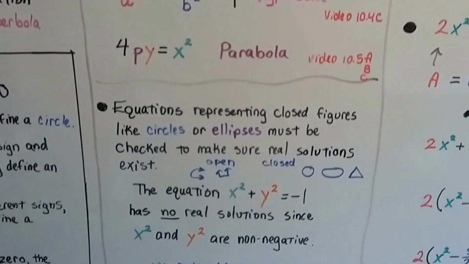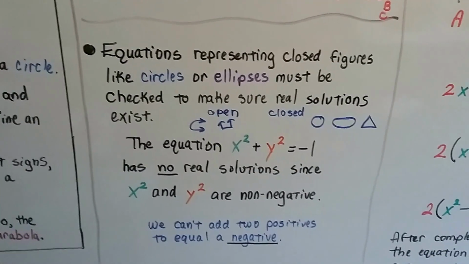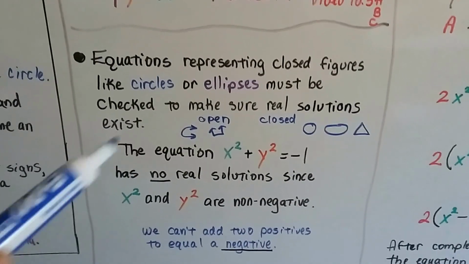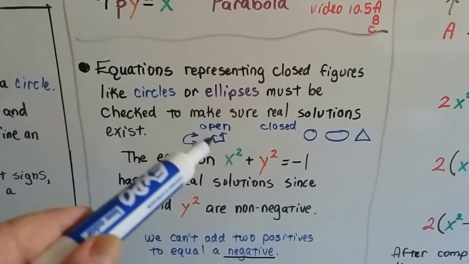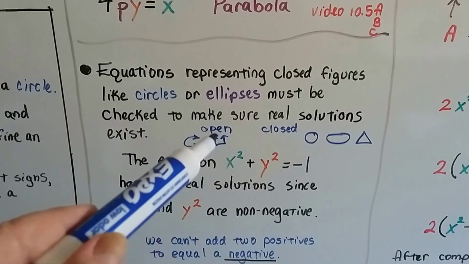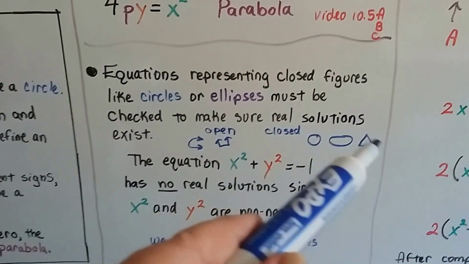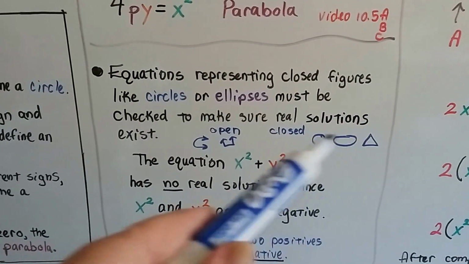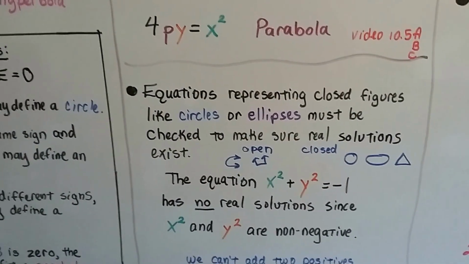Equations representing closed figures like circles or ellipses must be checked to make sure real solutions exist. So an open figure would be something that has an opening on one of its sides. A closed figure is completely closed off. There's no escape. If you put a horse inside of that pen, it wouldn't be able to get out, would it? But it would be able to get out of here because it's open, all right?